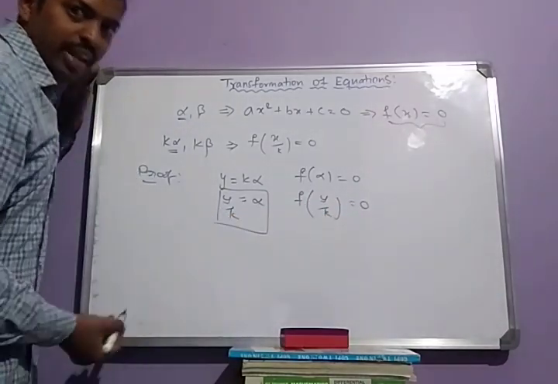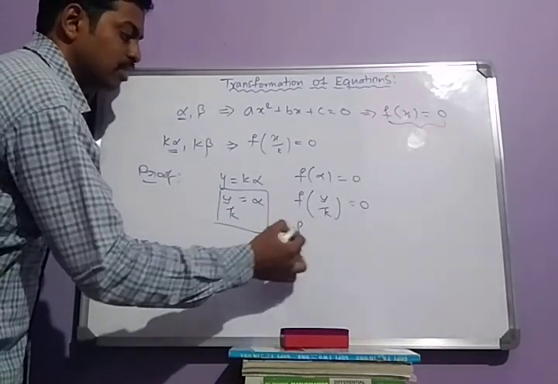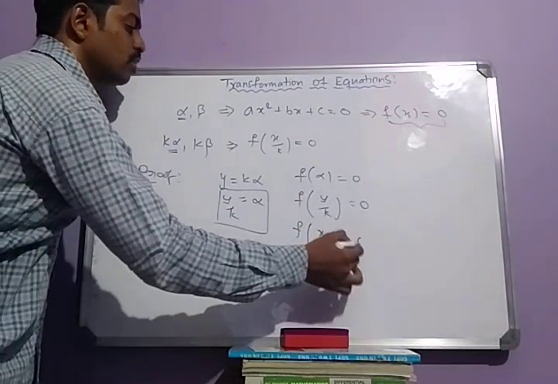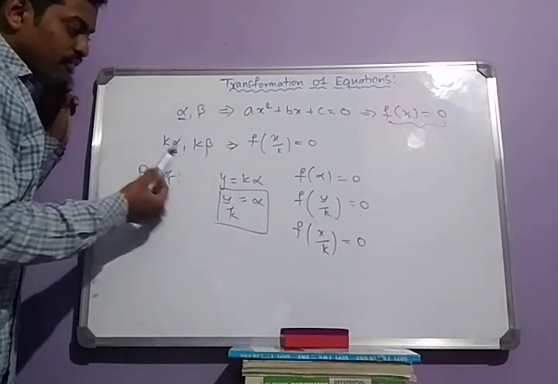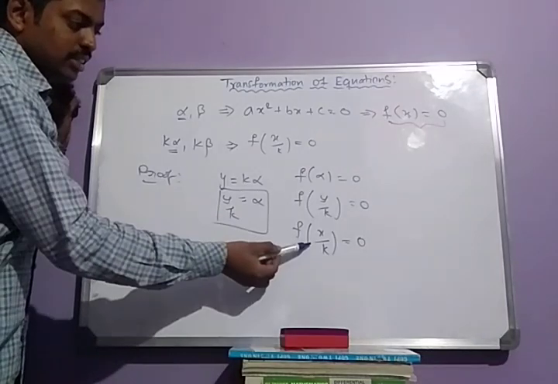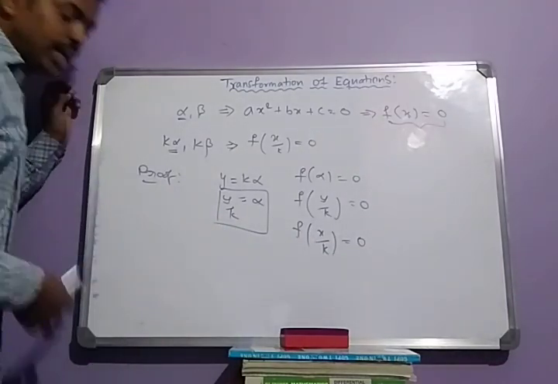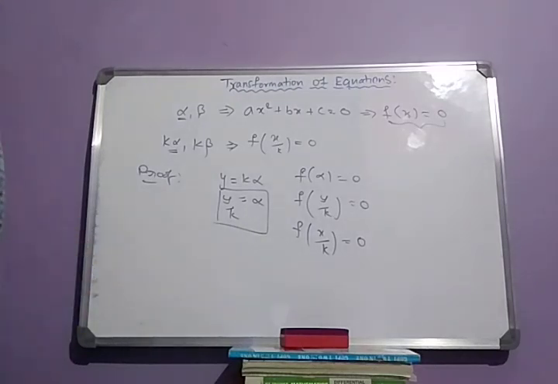Where y is a dummy variable. In place of y you can keep any other variable also. So y will be replaced by x. So now do you understand? If the roots alpha and beta are multiplied by a constant k, then f of x is converted as f of x by k is equal to 0. Similarly, we will see one more example.